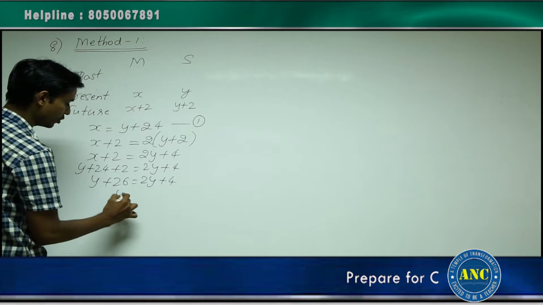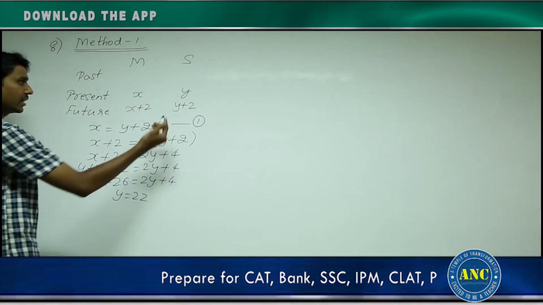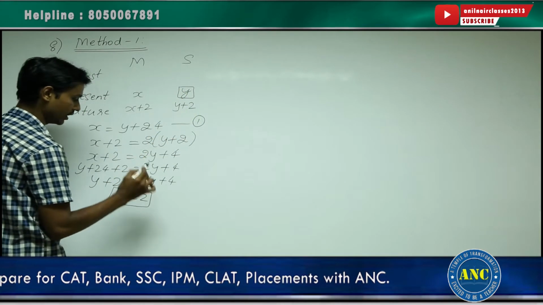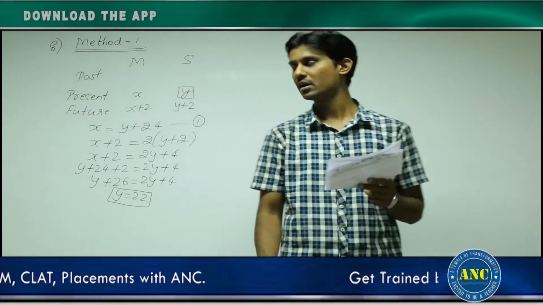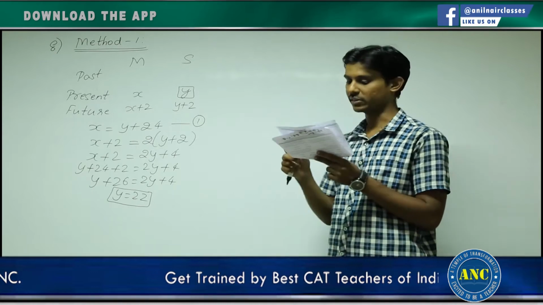You will get y value 22. But what is asked in the question? The present age of son, which is nothing but y itself. That means we already got the answer. Y is 22. Answer is 22 years. This is by using method 1, which is by using variables X and Y.